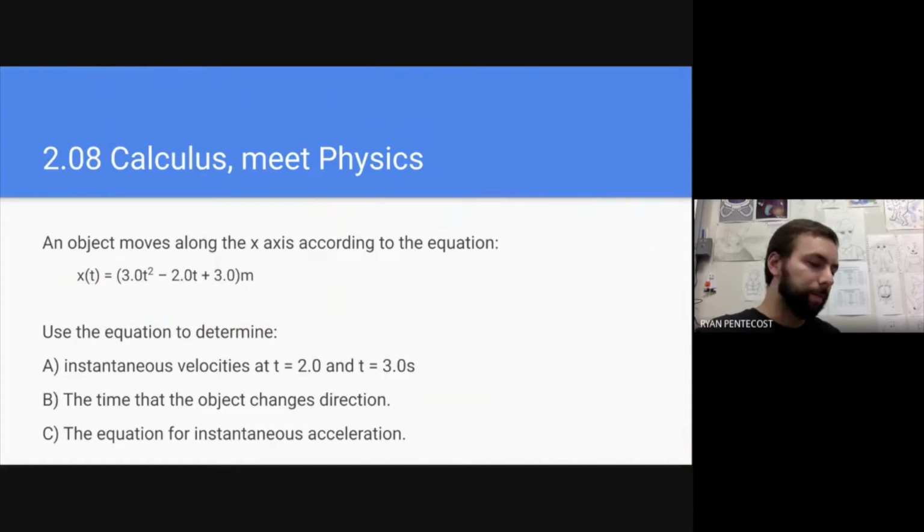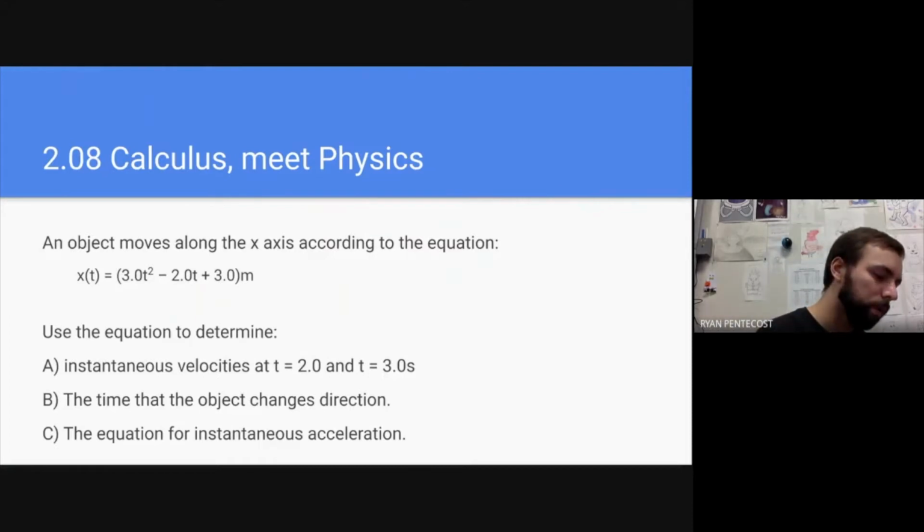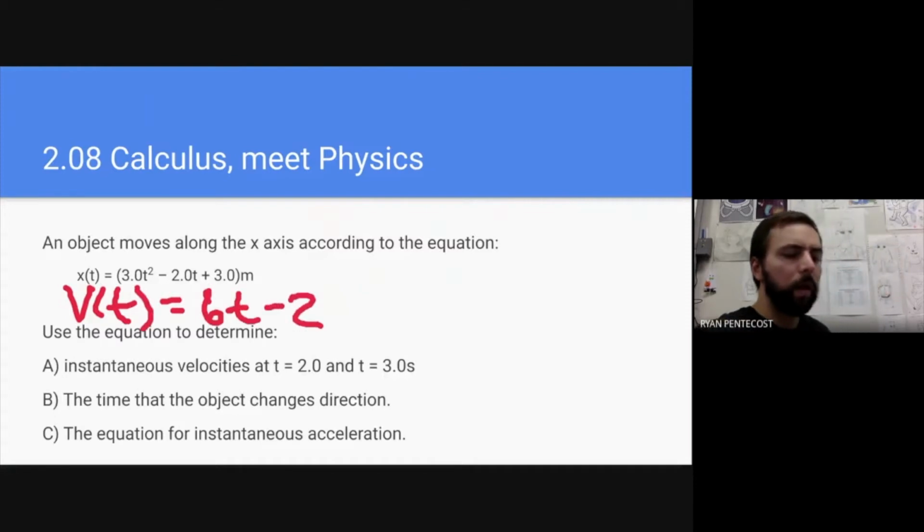Part B, the time that the object changes direction. Now, this is a preview of a really difficult problem in the Chapter 2 homework 2.2. What you need to do is look for where an object changes direction. Now, if we have a velocity function, v of t equals 6t minus 2, how would we know when an object changes direction, just by looking at its position or its velocity function?